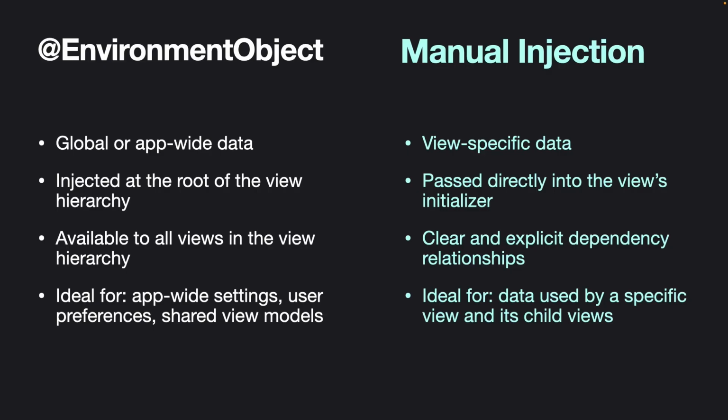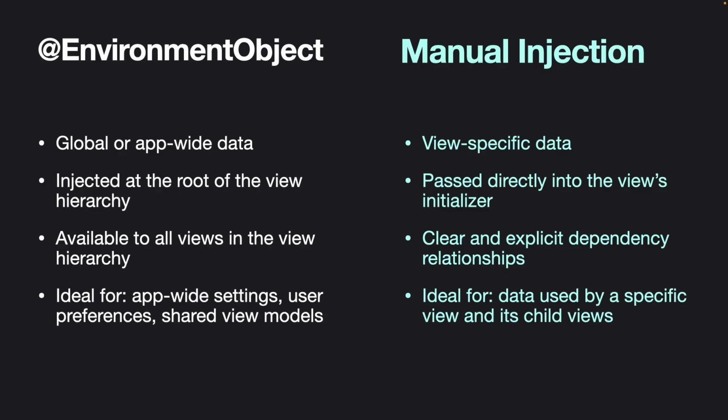But in many cases, manual injection is the better fit. You pass your dependencies directly through the view's initializer. It's clear, explicit, and makes the relationship between views and their data super obvious, which really helps readability, testing, and reusability. So basically, use EnvironmentObject for shared global stuff, use manual injection for most view-specific data. Both are solid tools, just use the one that fits your structure best.